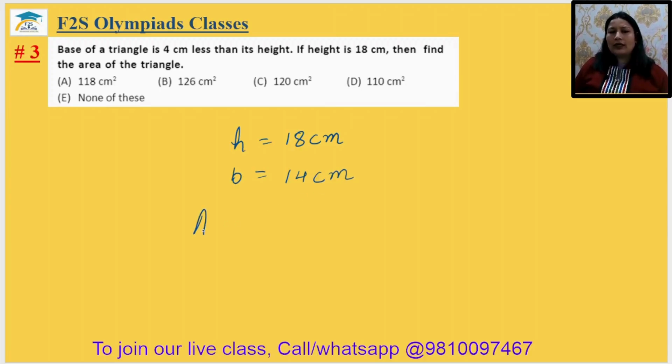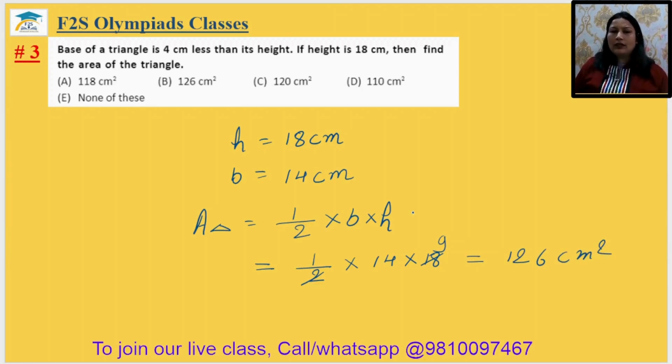We know that area of a triangle is equal to 1 upon 2 into base into height. This implies 1 half into 14 into 18. So 2 9s are 18 and 14 9s are 126 centimeter square. It is in the option number B. The third answer will be option B.